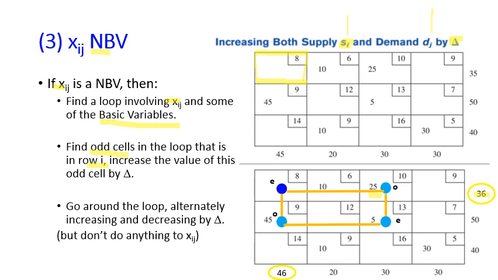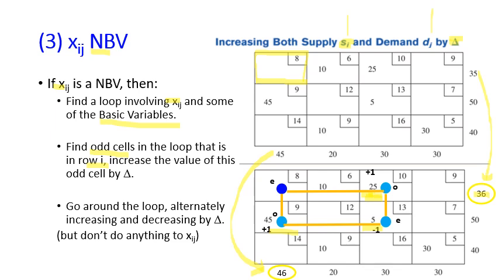We increase the value of this odd cell, which is in the row i, by delta. Our delta is 1 because we increase S1 by 1 unit and D1 also by 1 unit. So we increase that cell by +1. We go around the loop and then decrease the next cell by -1, and then increase again by +1. But we do nothing to Xij itself.